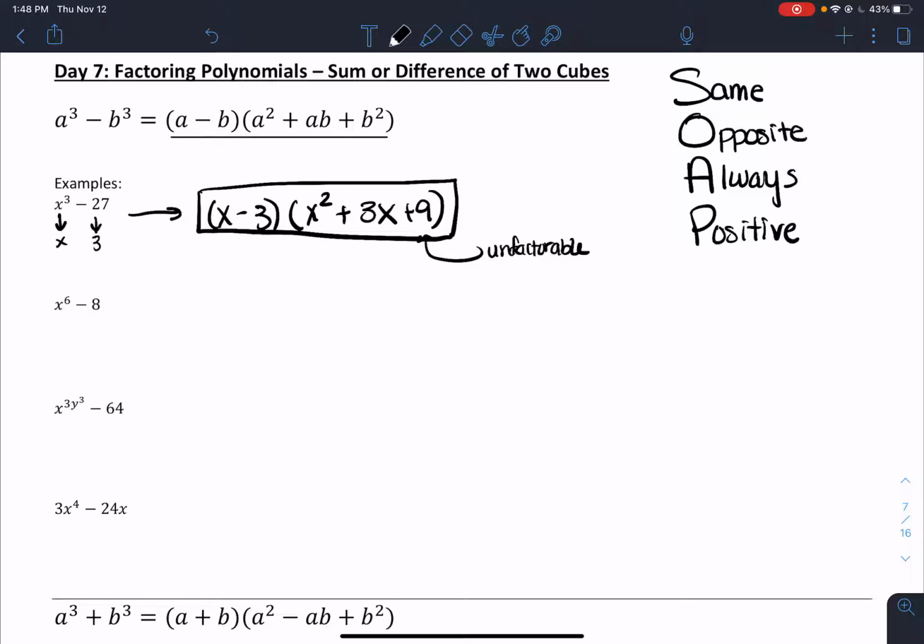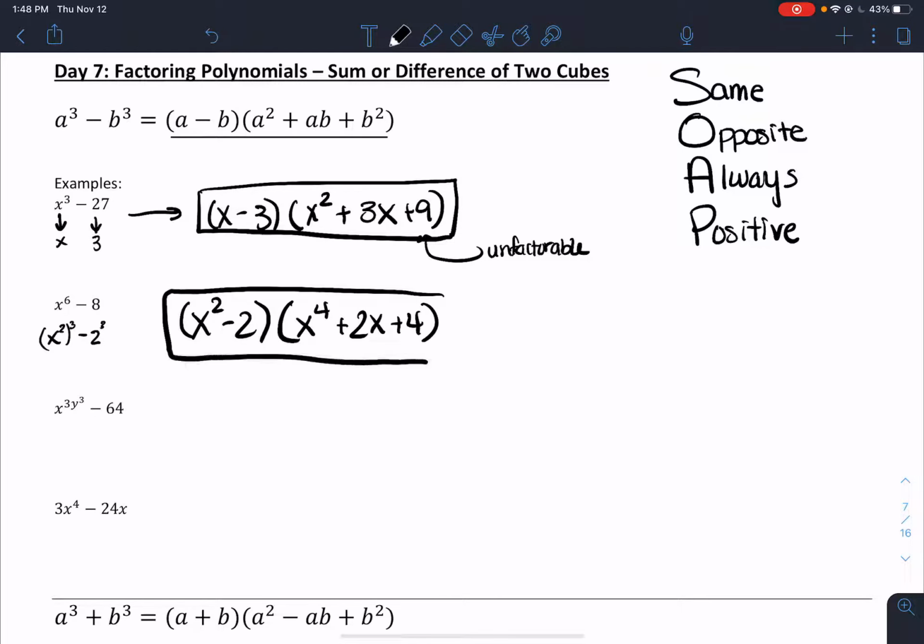We can do the same thing with x to the 6th here. Because x to the 6th is x squared cubed, and 8 is 2 cubed. So therefore I'll have x squared minus 2 times x to the 4th plus 2x squared plus 4. Just using my formula.